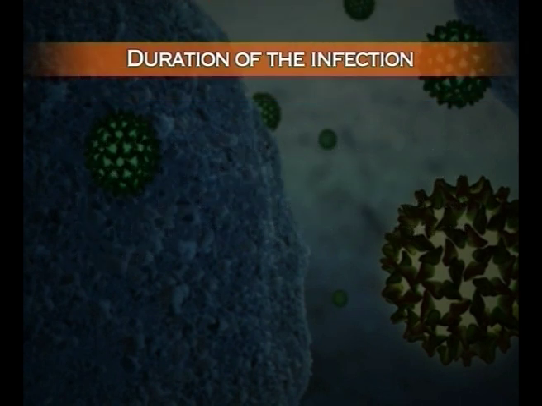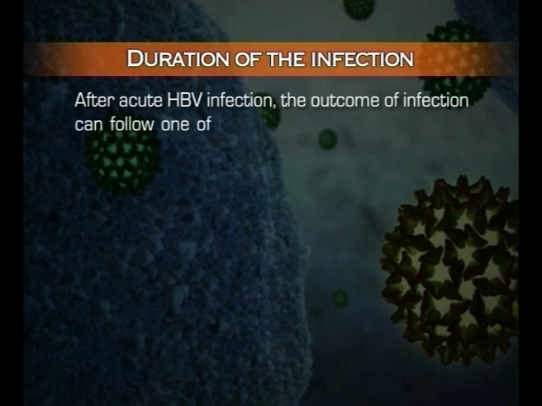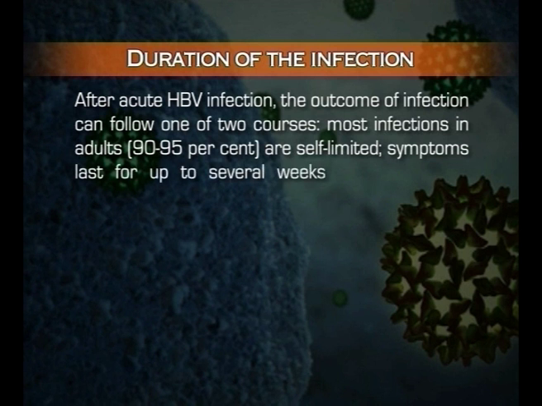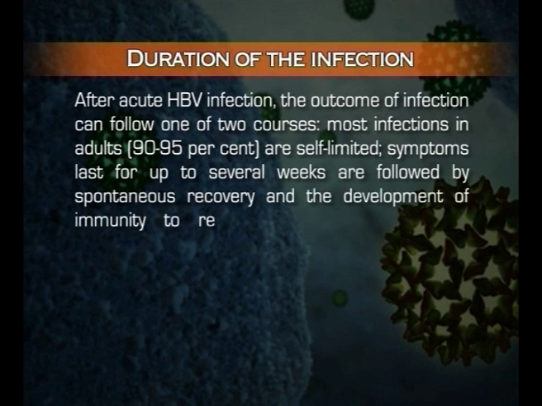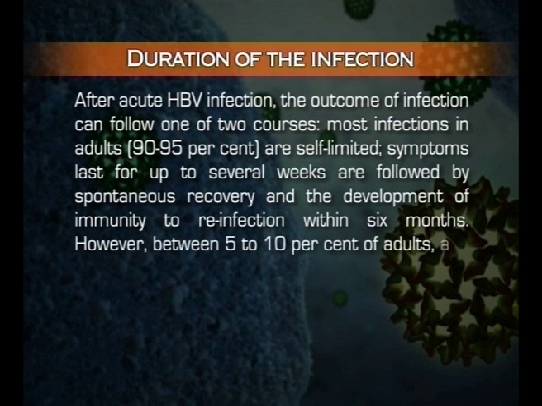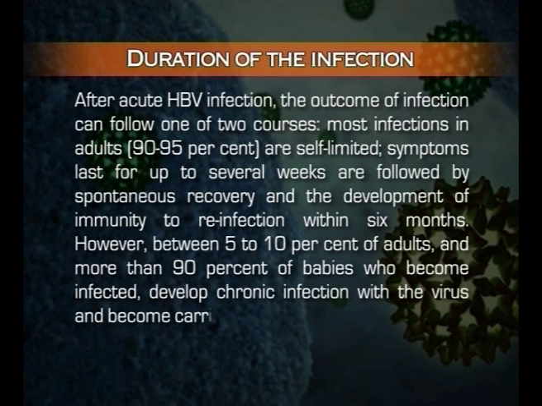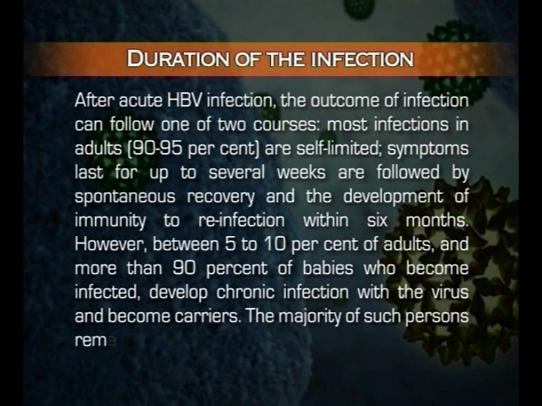Now we have duration of the infection. After acute hepatitis B virus infection, the outcome of infection can follow one of two courses. Most infections in adults, that is 90 to 95%, are self-limited, symptoms last for up to several weeks, and are followed by spontaneous recovery and development of immunity to reinfection within 6 months. However, between 5 to 10% of adults and more than 90% of babies who become infected develop chronic infection with the virus and become carriers. The majority of such persons remain infectious for their lifetime.